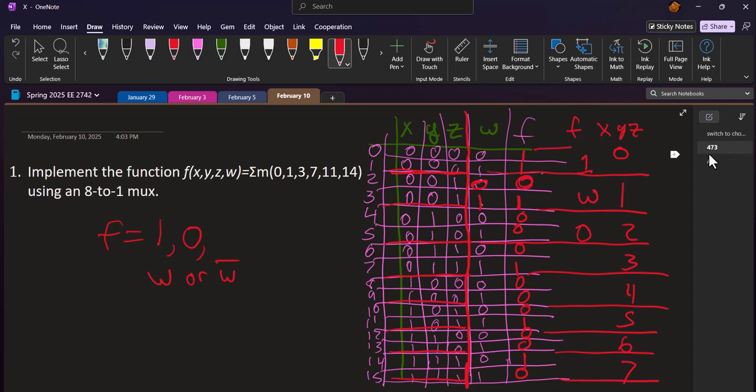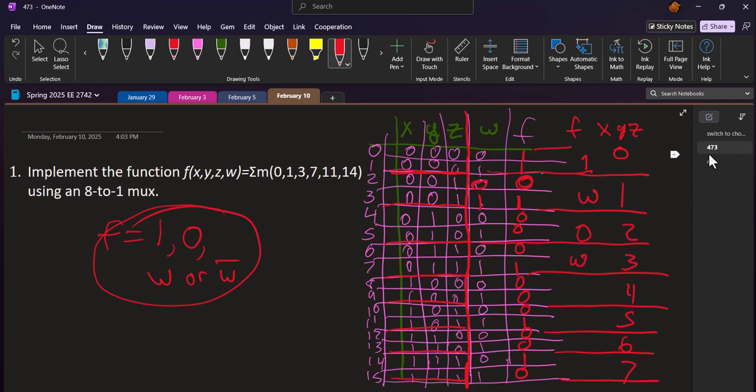So F is going to be just one of these 4 things. It's either going to be 1 for both values of W, 0 for both values of W, or it'll equal W, or it'll equal the complement of W. So what does it equal for when XYZ is 3? W.